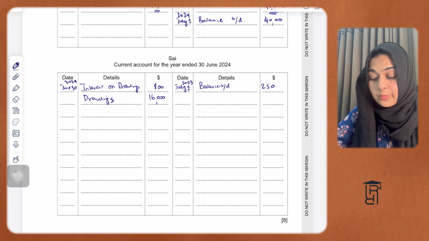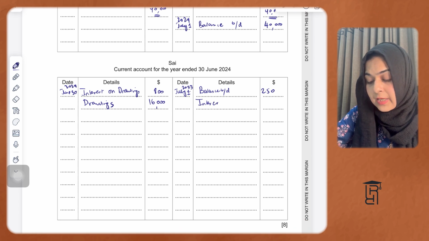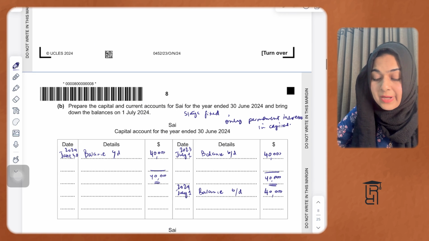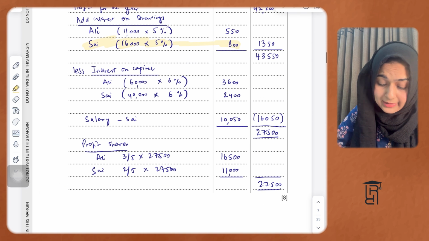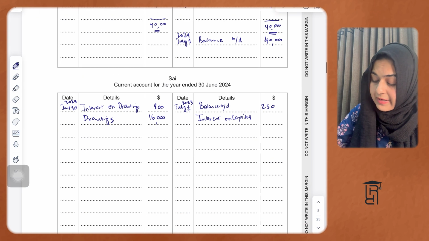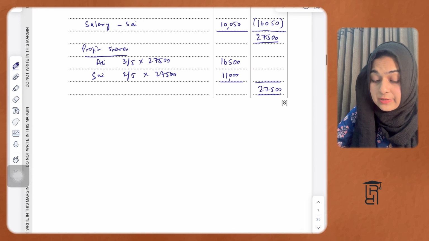Then we also have drawings on the debit side of Sai's current account, and drawings were 16,000 as per the question. On the credit side, I'm supposed to write interest on capital. I remember from my appropriation account, interest on capital for Sai was 2,400. So I will record this on the credit side of Sai's current account. Then Sai was given a salary. I'll write salary, 10,050.